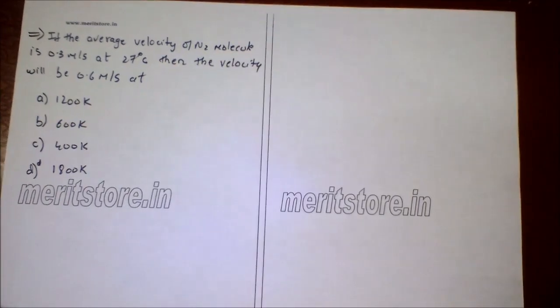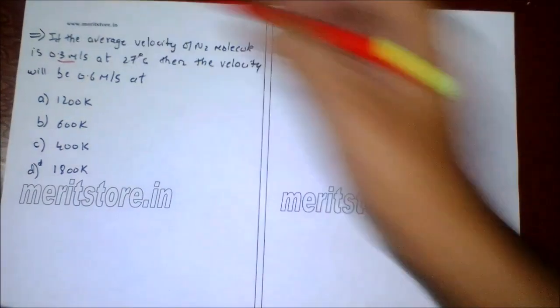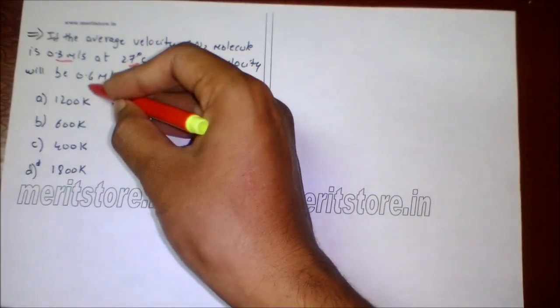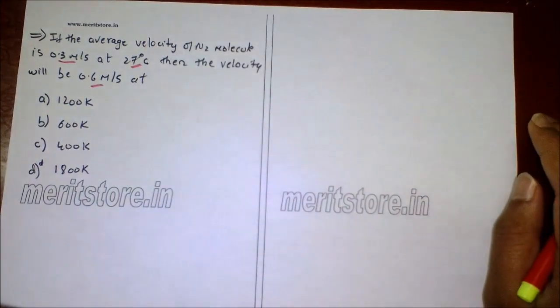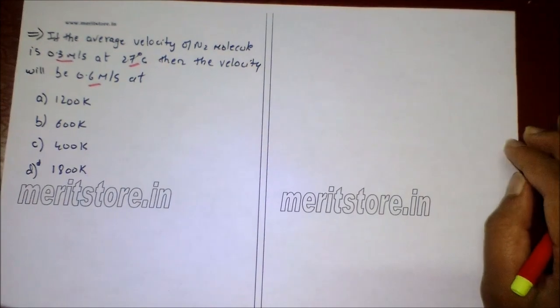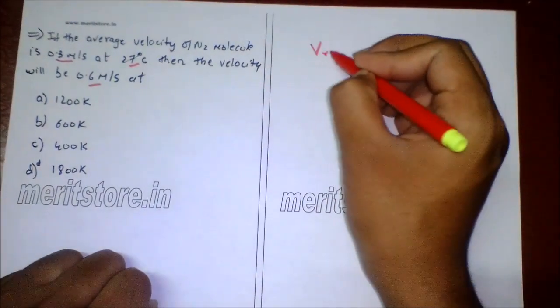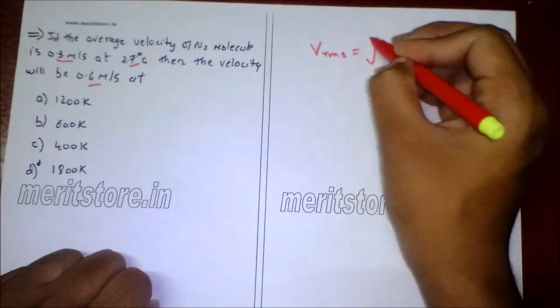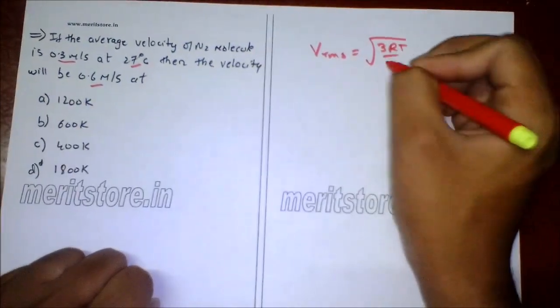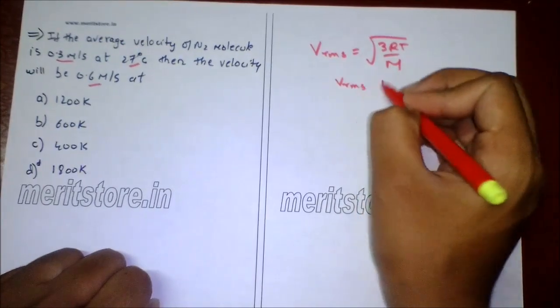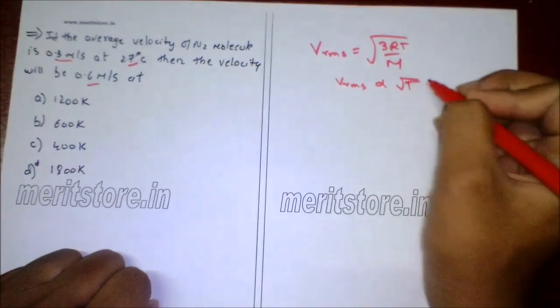If the average velocity of nitrogen molecule is 0.3 meter per second at 27 degrees Celsius, then the velocity becomes 0.6 meter per second at what temperature? So we know that Vrms is equal to root of 3RT upon m. So Vrms is directly proportional to the root of T.